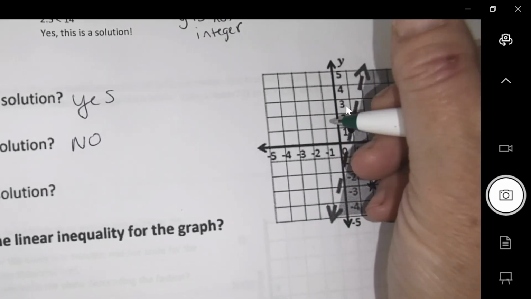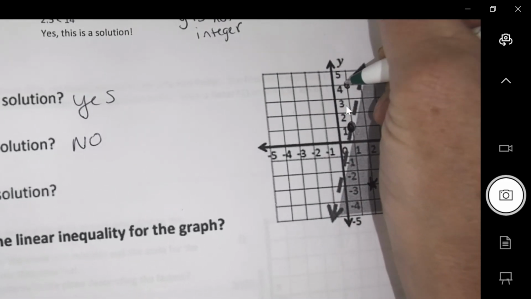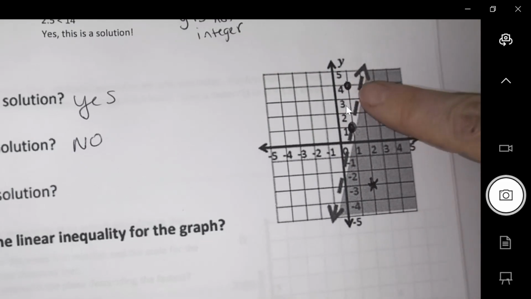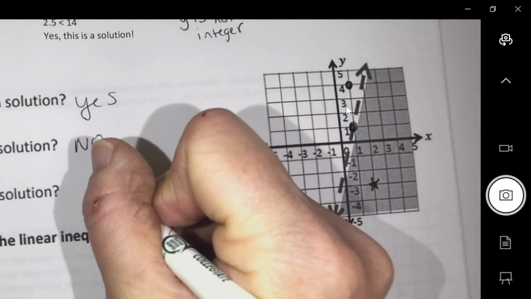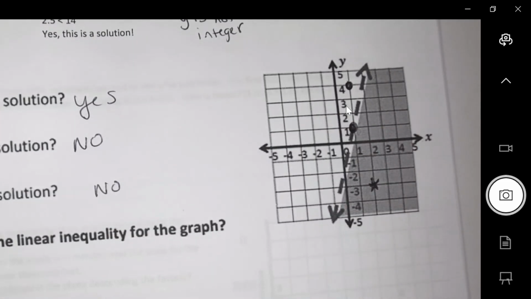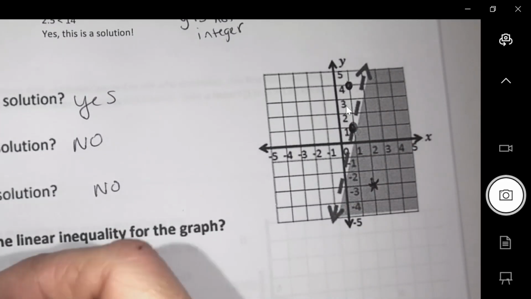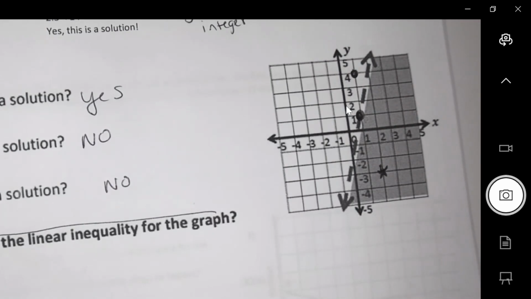Is 1, 4? So 1, 4 is over here. Is that a solution? No, it's not in the shaded. Okay, question D, we didn't do that.